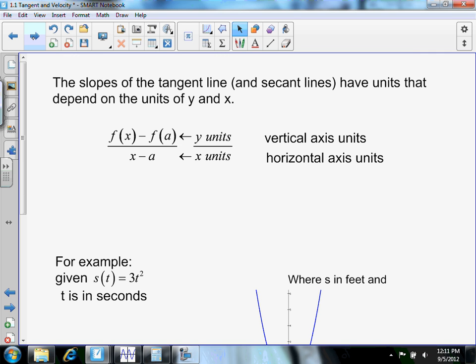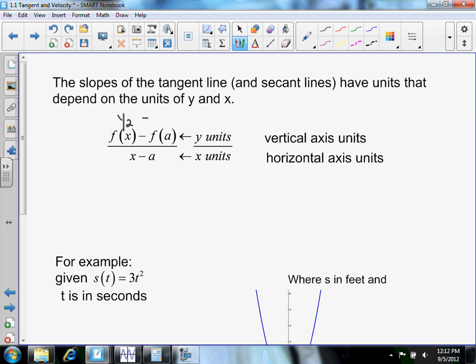All right, let's move on. The slope of a tangent line and secant line have units that depend on our x and y values. Just like we have up top, these are dependent on your y's, just like we wrote before.